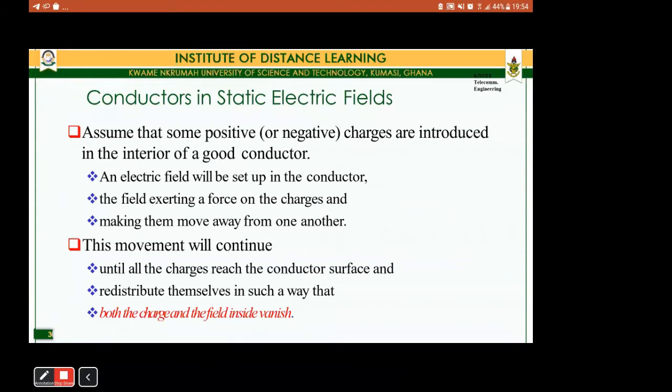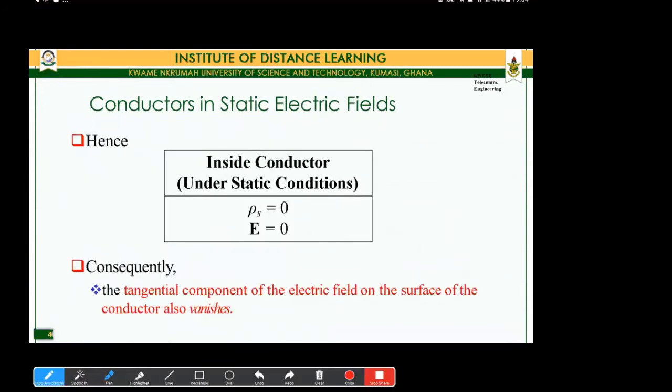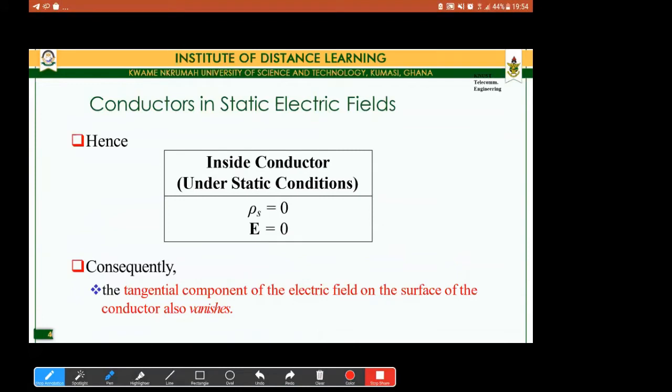Which means, in summary, inside the conductor in the static condition, rho S is zero. What is rho S? The surface charge density. Inside the conductor, the charge density is zero. And inside the conductor also, the electric field intensity is zero. Consequently, the tangential component of the electric field on the surface of the conductor also vanishes. What does this mean?